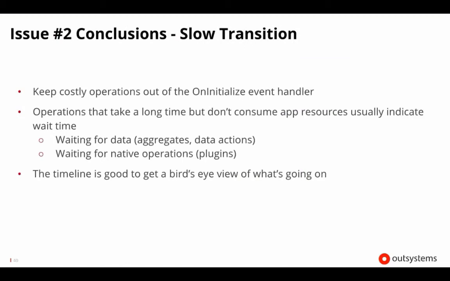So what did we learn? We need to keep costly operations out of the uninitialized event handler. Operations that take a long time but don't consume any app resources usually indicate that you're waiting for something. That's going to be usually data, like aggregates or data actions, or waiting for native operations, plugins. The timeline is a good place to go to get a bird's eye view of what's going on. Like I said, not the first go-to tool because of the amount of data that it collects, but if you get stuck otherwise, it's a good place.